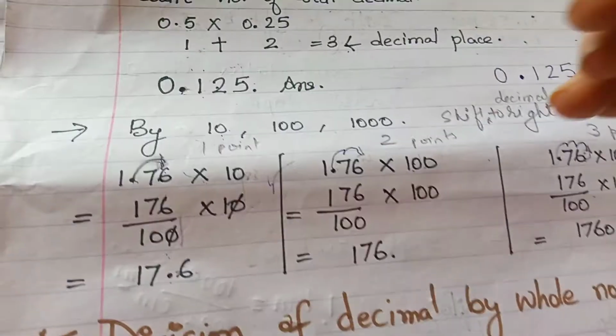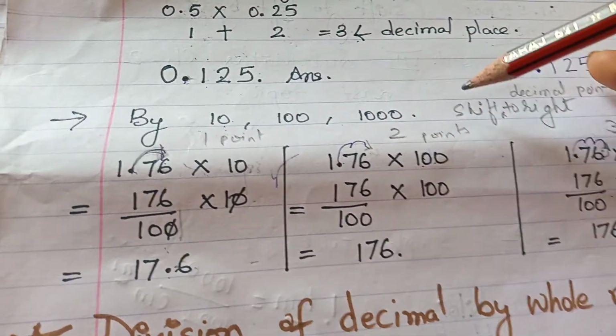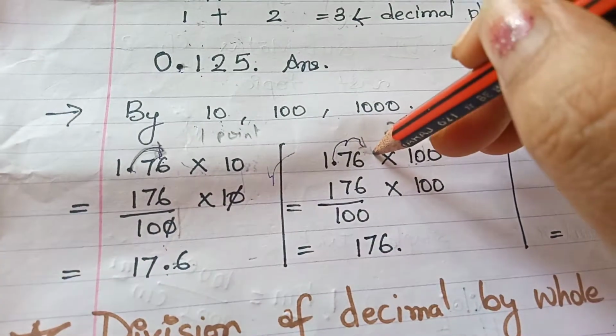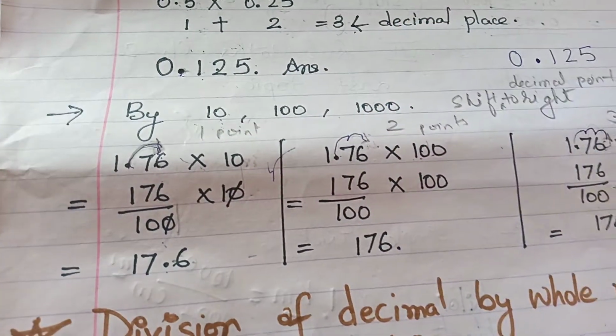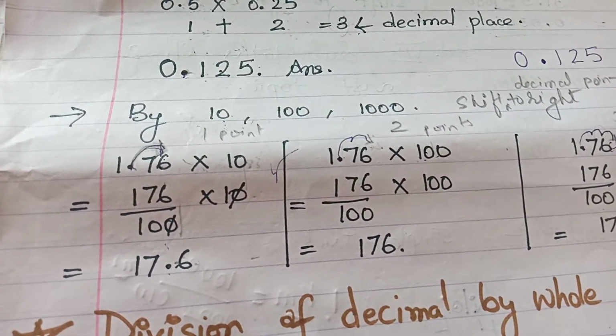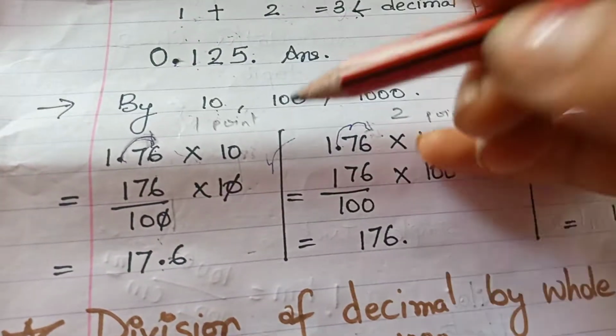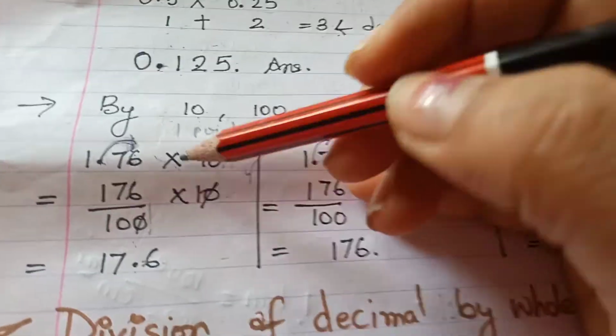Now come to multiplication by 10, 100, 1000. If it is multiplication, you have to shift the decimal point to the right side. So here two methods are there. First is the easier one.